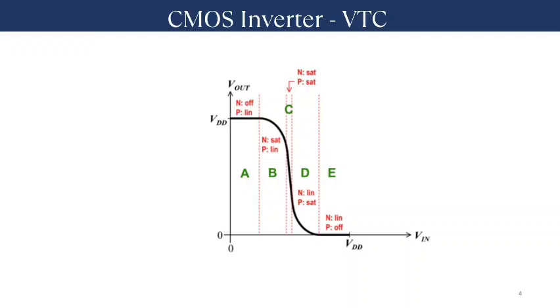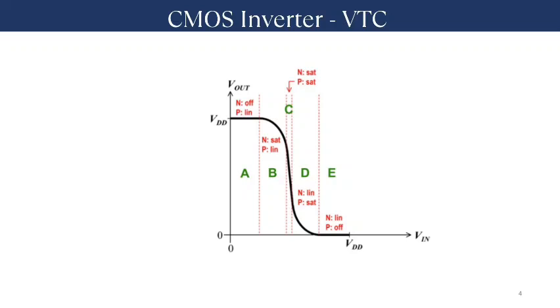This is the VTC, that is the voltage transfer curve, of the CMOS inverter. Here, Vin is equal to 0, therefore Vout equals VDD. At this time, the NMOS transistor is off and the PMOS transistor is on. And then the second condition, that is Vin equals VDD. At this time, Vout equals 0 volt. Here, the NMOS is in linear mode and the PMOS is in cutoff region.